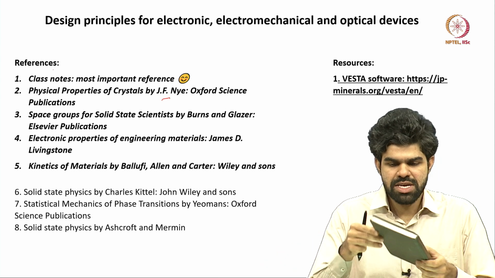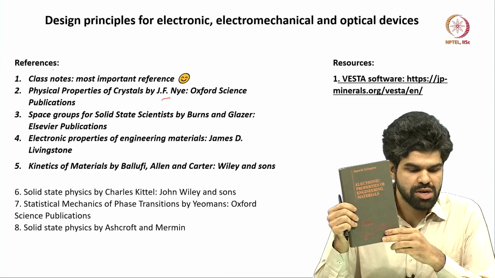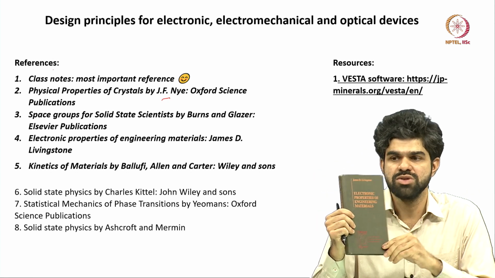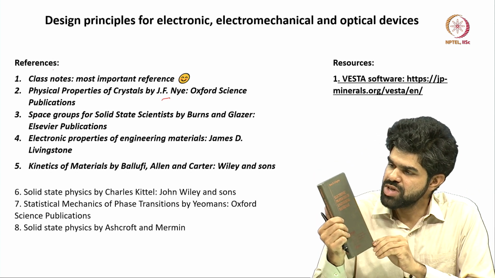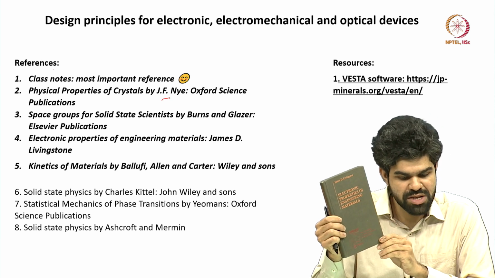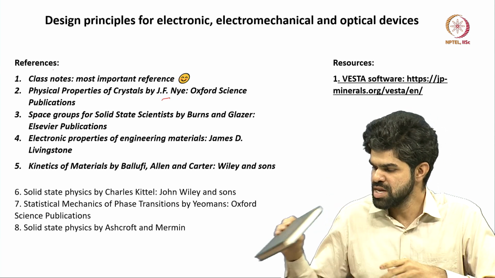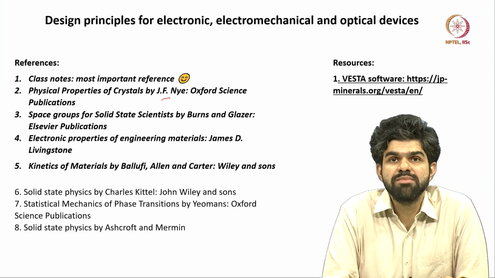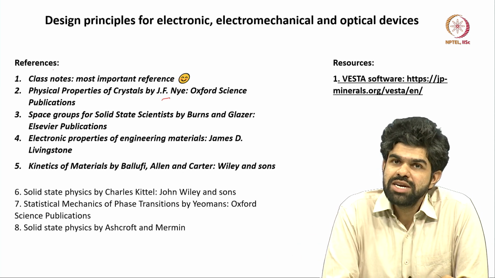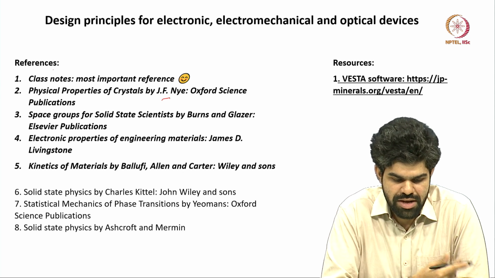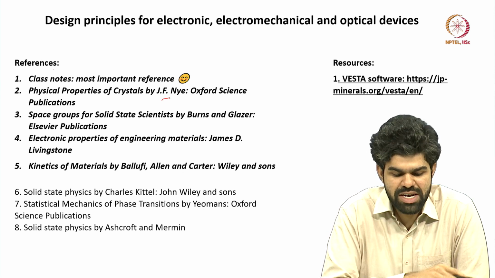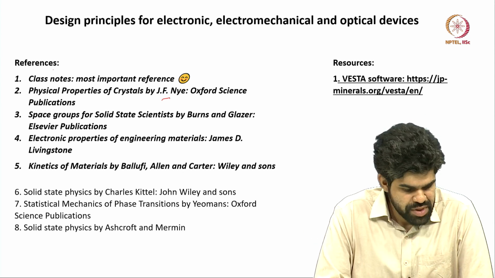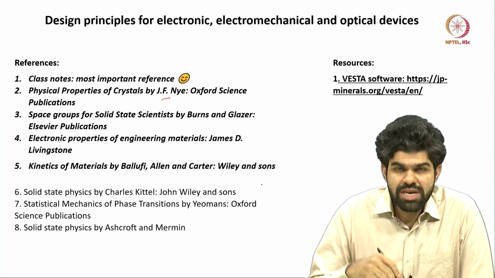And then towards the end of the course, I will be looking at how the properties of various materials come about. For that, I will be following this book called Electronic Properties of Engineering Materials by James Livingston. And there is another book that I don't have with me now, called The Kinetics of Materials by Balluffi. That's quite hard to read, but the way I will do it in this course will make it easier for you to go back, read that book and try to understand what they are saying.